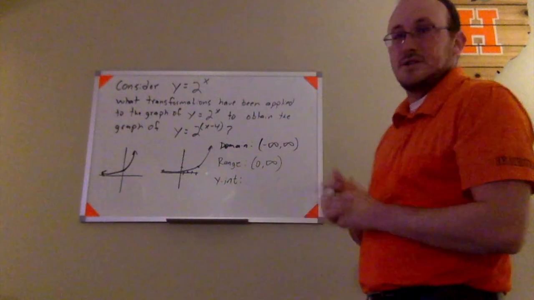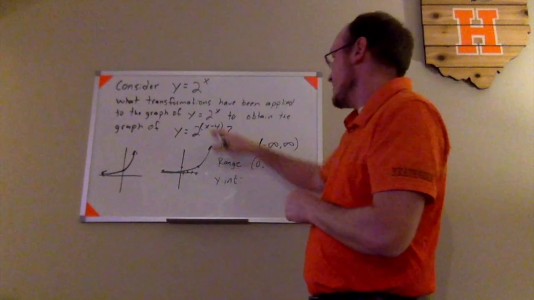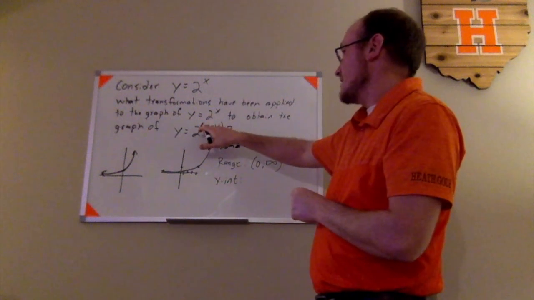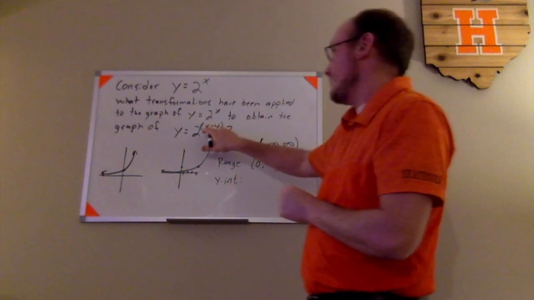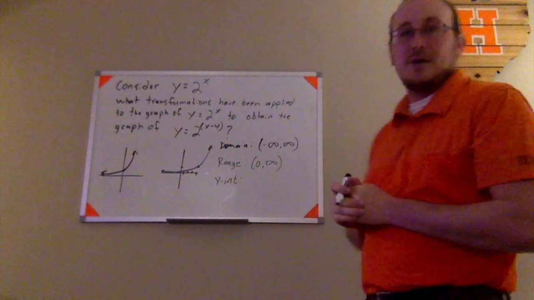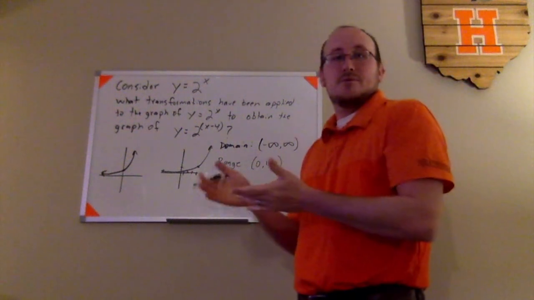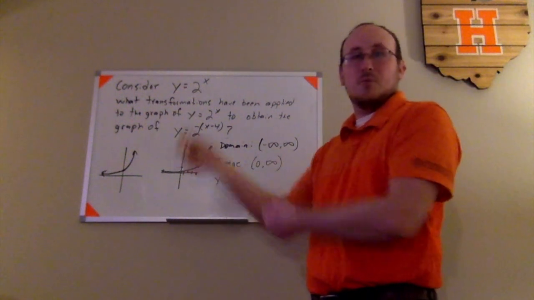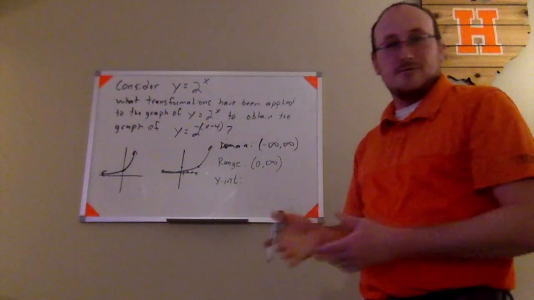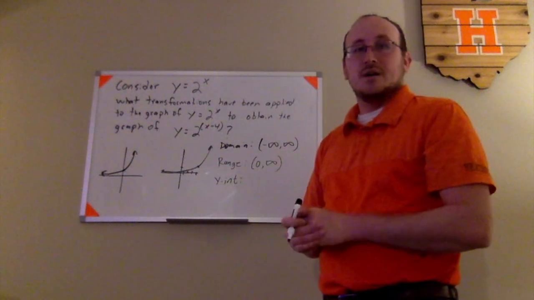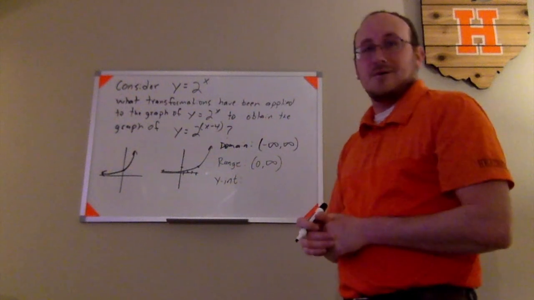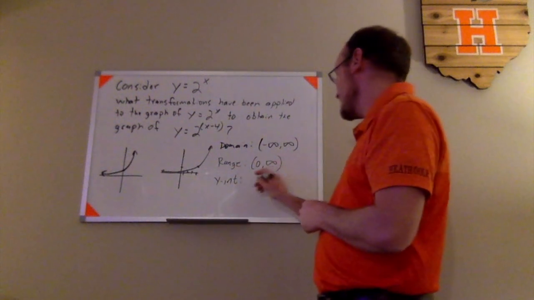Again, we could just plug 0 in for x for this. If we plug 0 in for the x, 0 minus 4 is negative 4. We have 2 to the negative 4th power. Remember, 2 to the negative 4th power would become 1 over 2 to the 4th power, using an exponent rule from Algebra 1. And 1 over 2 to the 4th power would be 1/16.